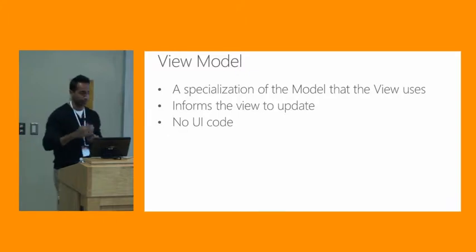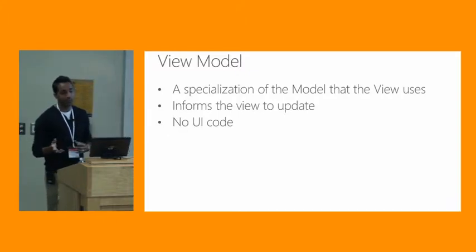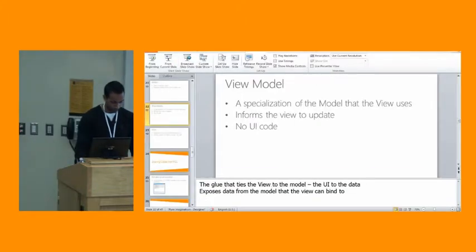It's the plumbing, really. The whole point of the view model is that it informs the view to update, again, using some XAML constructs that I'll briefly touch on. And the view model has no UI code, absolutely nothing, right? So in my sample, I'll show you again what that looks like.